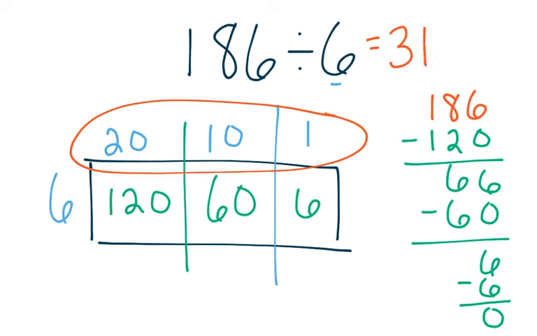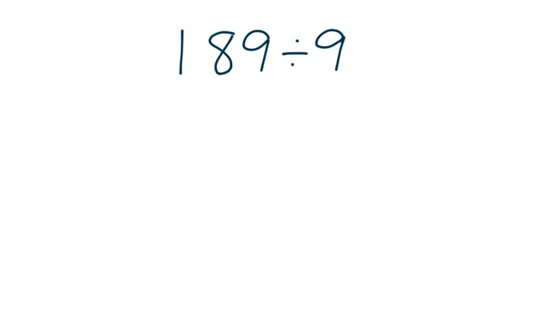I could check my work with multiplication. I also want to check to make sure that everything in the middle adds up to 186. 120 plus 60 gives me 180, plus 6 more gives me 186, which is my total. And then, of course, I can check with multiplication. But my answer is 31. This next problem, give this one a shot.